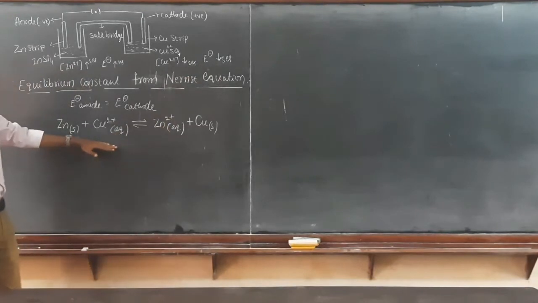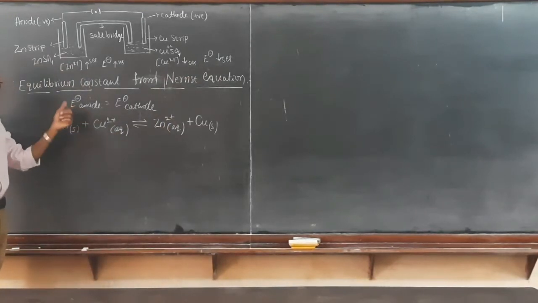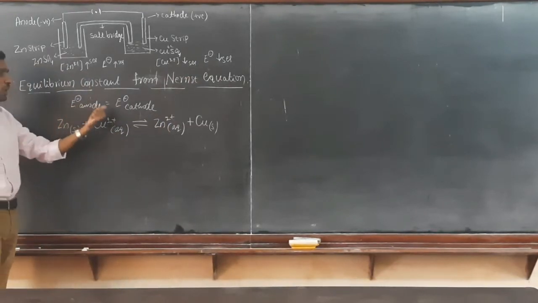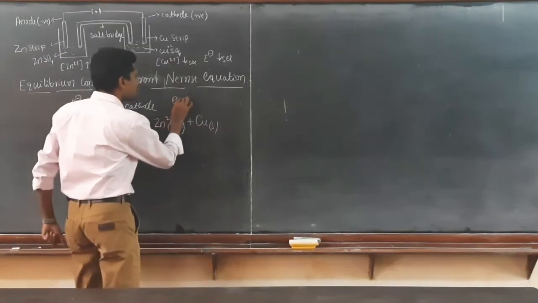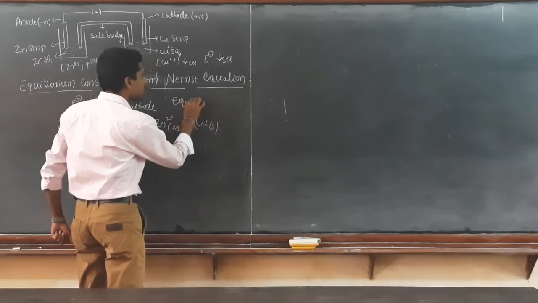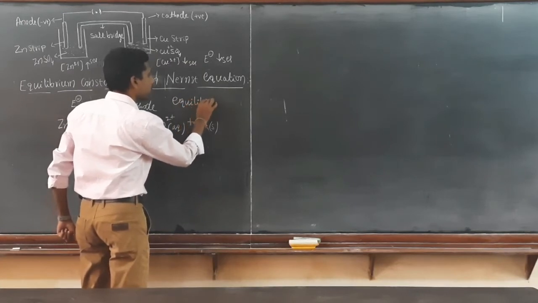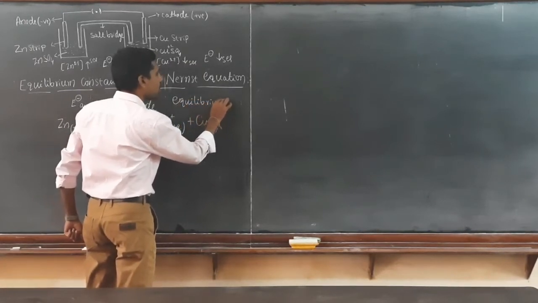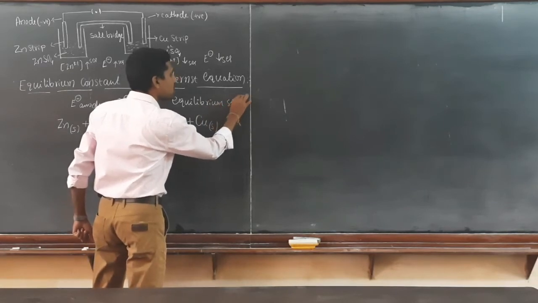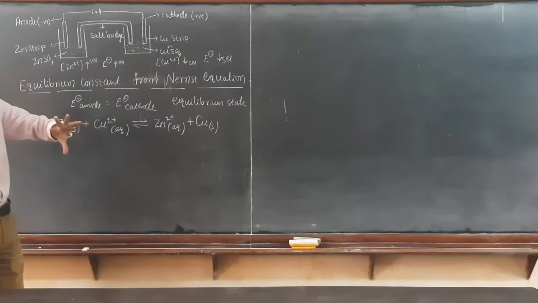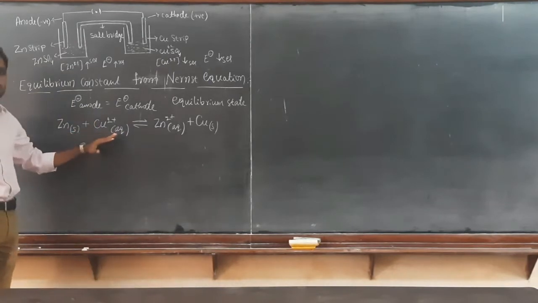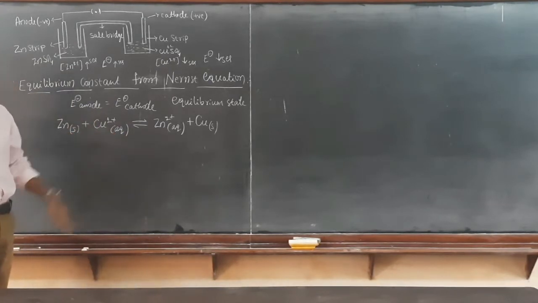After some time, the electrode potential of the anode is equal to the electrode potential of the cathode, and that is called the equilibrium state. The equilibrium state means the cell potential is zero. So this is an equilibrium reaction. Now you already know the Nernst equation.